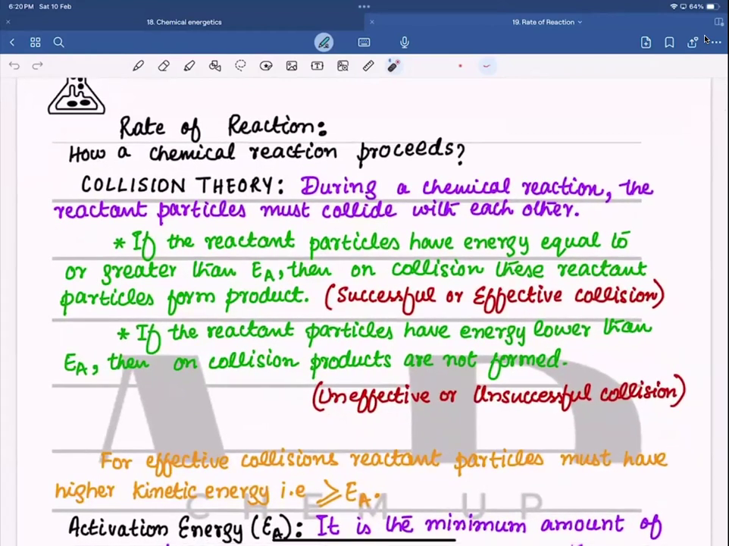Okay. So for when the effective collision will occur, it only occurs with those reactant particles whose kinetic energy must be equal to or greater than activation energy. So if the particles have this much amount of energy, then they collide successfully and turn into product. Is this clear?